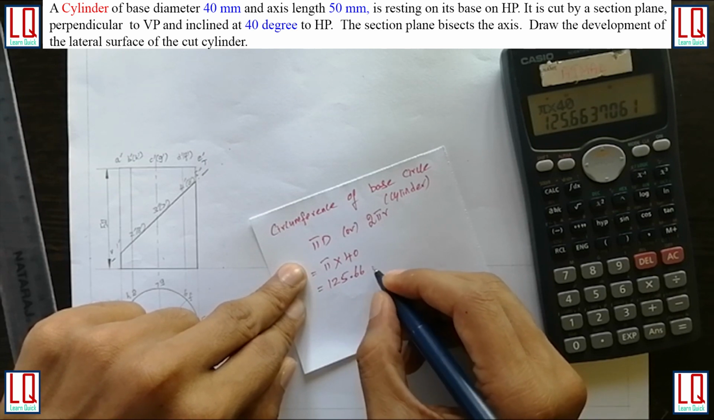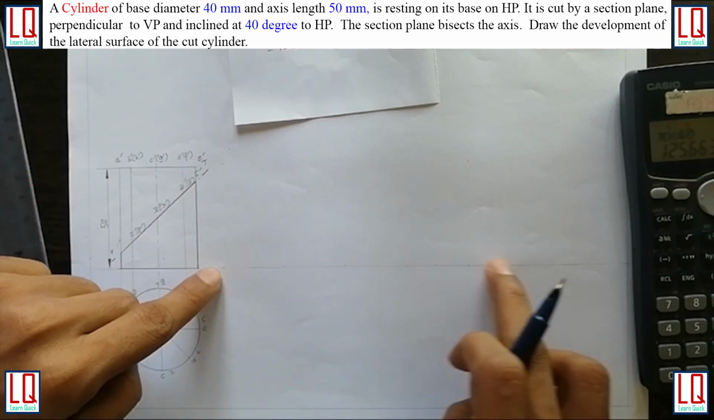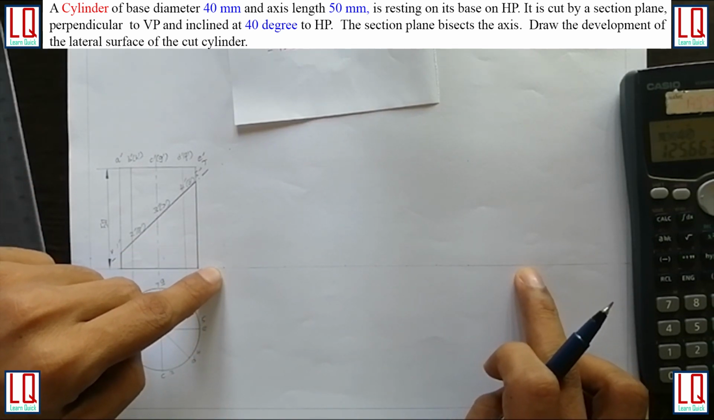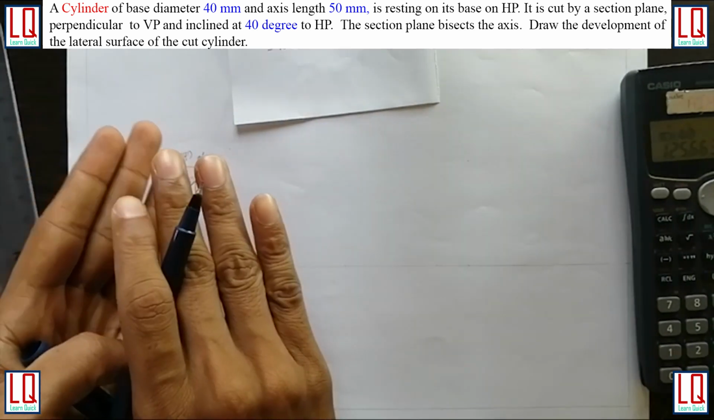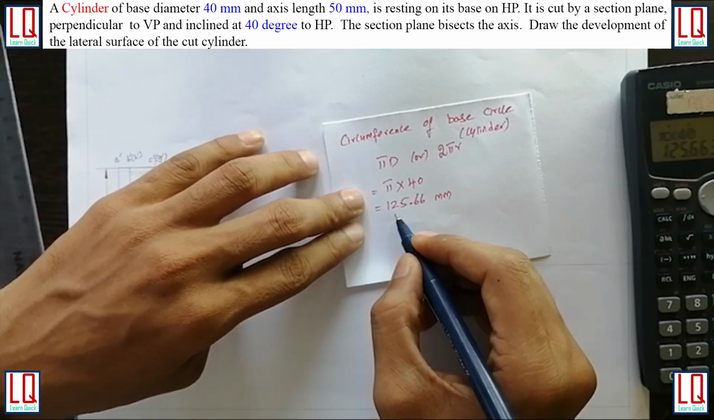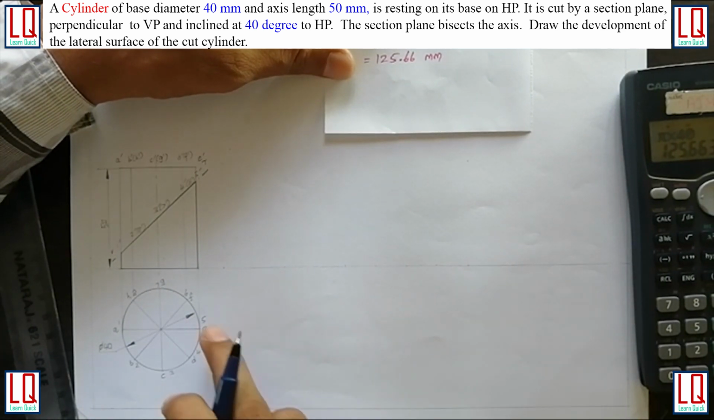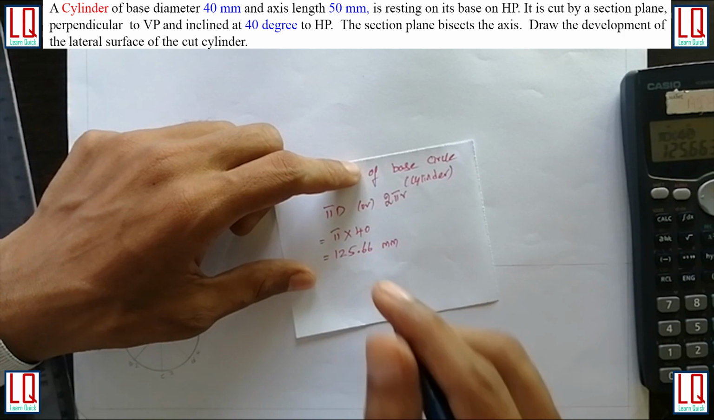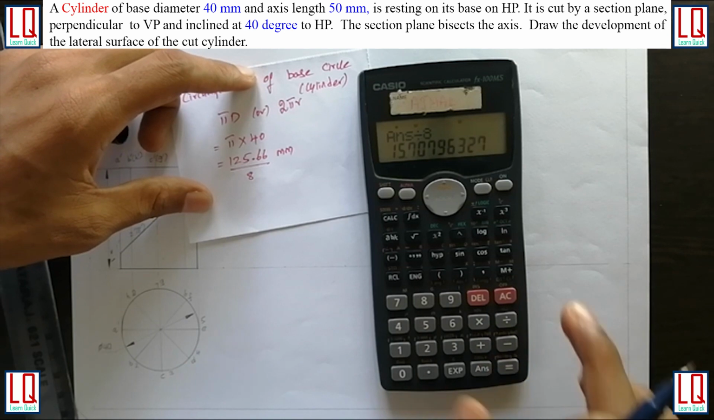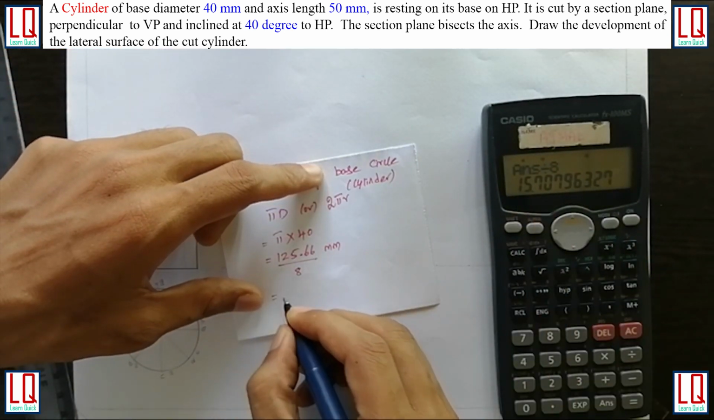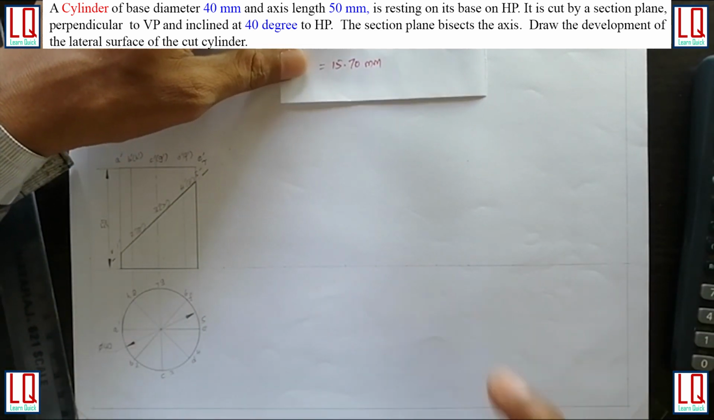So I got 125.66 mm. Okay, so if I open this cylinder, I am going to get a line of 125.66 mm length. So I am going to make a rectangle here. At the same time, I have to divide this rectangle into 8 parts, since I have taken 8 arbitrary points here. So if I divide into 8, I will get 15.7 mm. So each part is going to be 15.7.